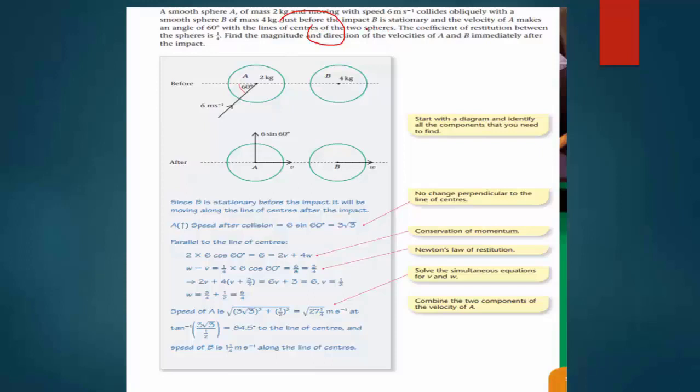Okay, it makes an angle of 60 with the line of centers. It means the angle you are given is very important, because if the angle is here it is a different thing. Sawa, the coefficient of restitution between the spheres is 1/4. Find the magnitude and direction of velocities A and B immediately after the impact.